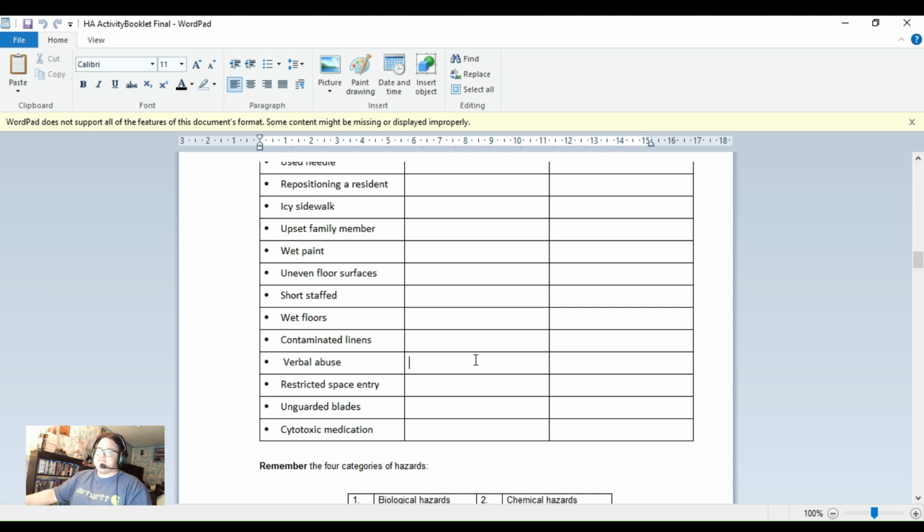Verbal abuse. Psychosocial. No one likes being called names. Doesn't matter how rough and tough external appearance you have. Someone calls you names, you hurt a little bit inside. You cry at night. Restricted space entry. I go physical. Unguarded blades. Ooh, yikes. Physical? Yeah. Cytotoxic medication. Chemical. Yeah, that's it. We did good. Everyone got 100%. A plus, 10 out of 10. Woo! You're all rock stars.